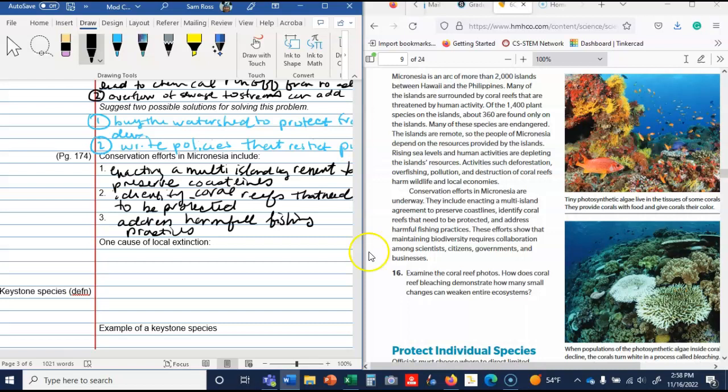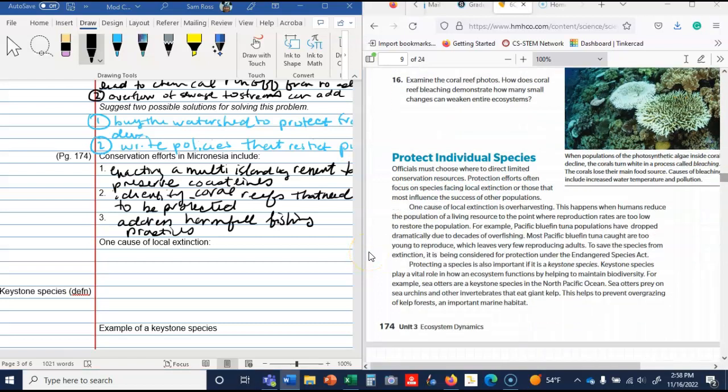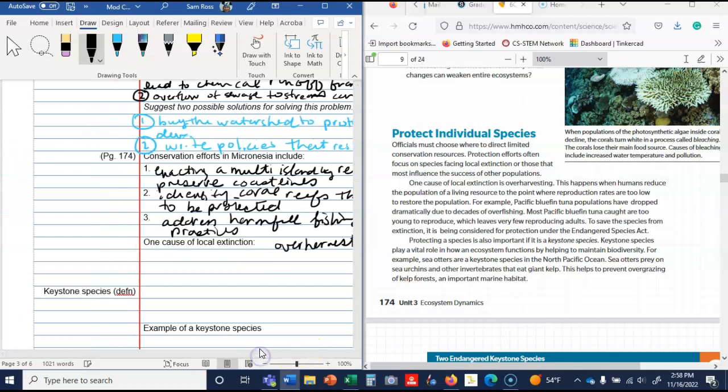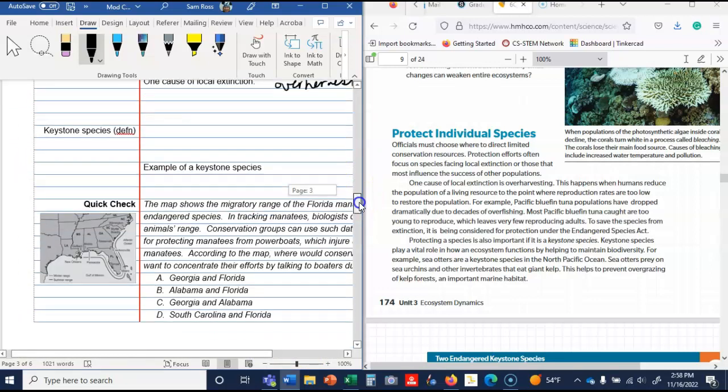One cause of local extinction. Let's go down here to protected individual species. Local extinction, protection of. One cause of local extinction is over-harvesting. Okay, and then we're going to go back, and there's a definition of keystone species.